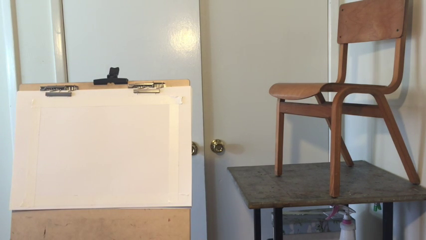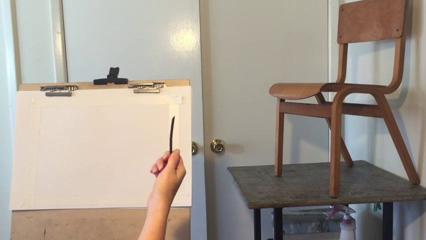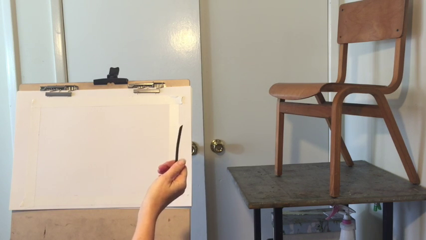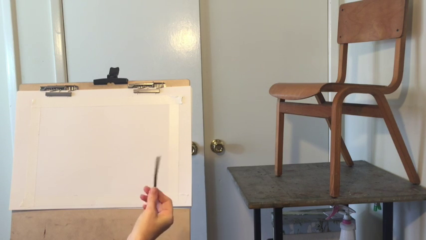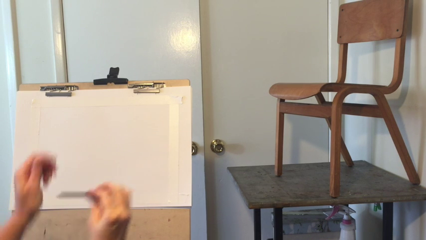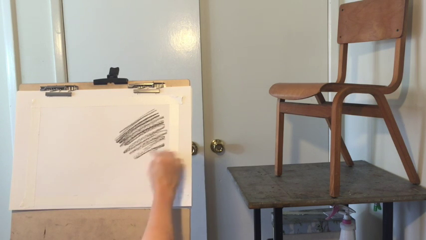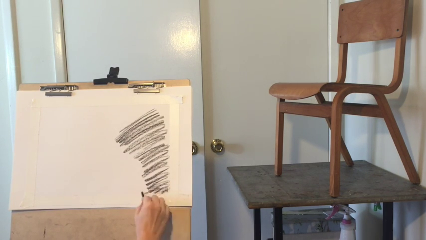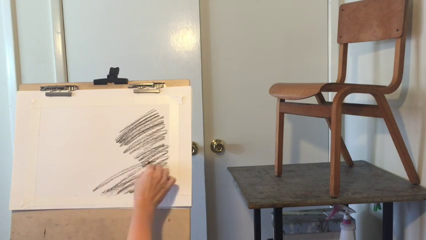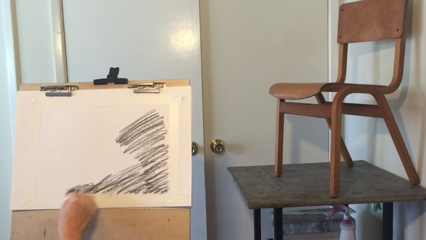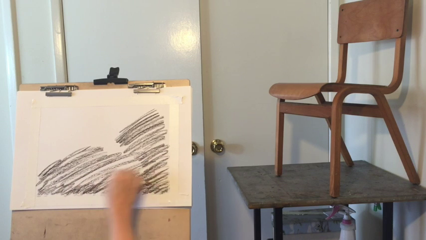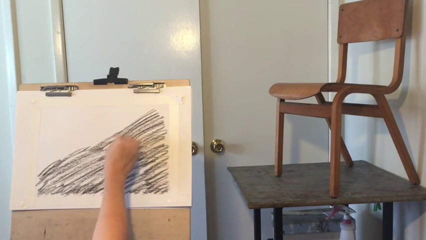Now I need my vine charcoal. Your vine charcoal is actually willow twigs that have been slow burned in a special process to make charcoal. It is not the same thing as compressed charcoal that looks like a little rectangular stick. You definitely want vine charcoal for toning your paper. It goes on a lot softer, it's much easier to blend, and it really is there for the purpose of creating a background. It's not so much a drawing tool as it is for preparing your paper.